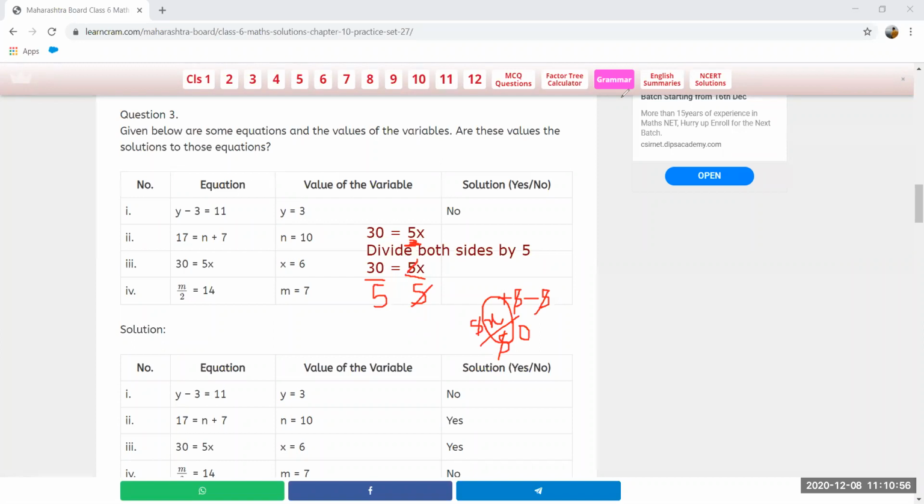I am going to open the chat box for you. So let me know the answer in the chat box.